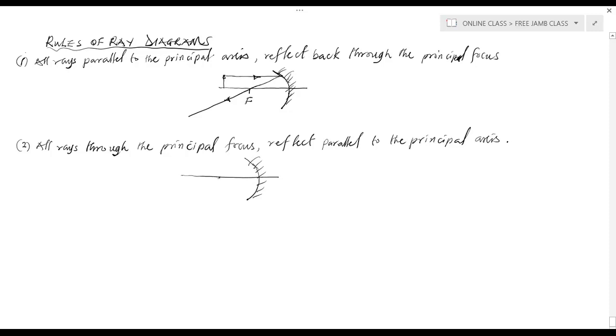You have the principal focus here. You must draw another ray passing through the principal focus like this. See the arrow is going down through it. Then you must draw it parallel, again parallel to this line.